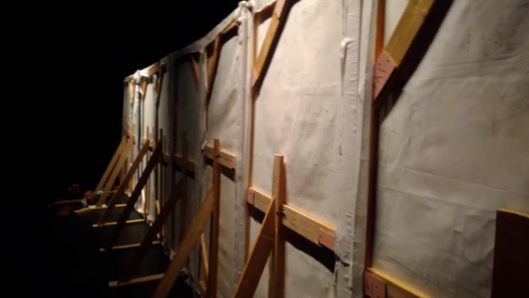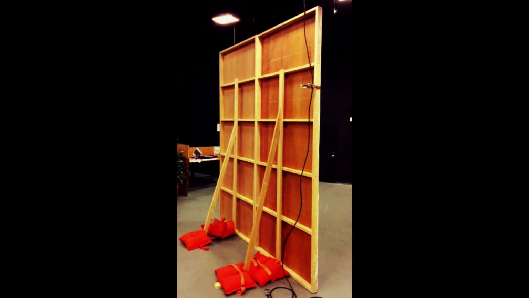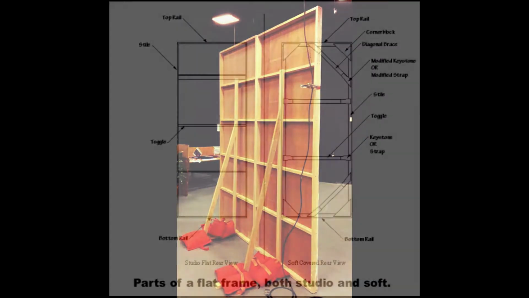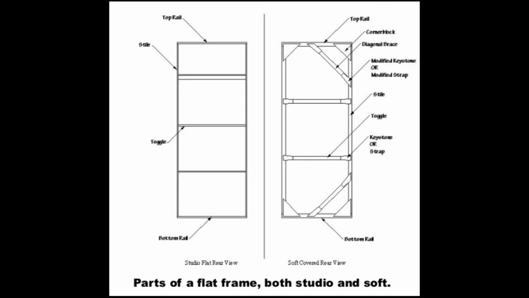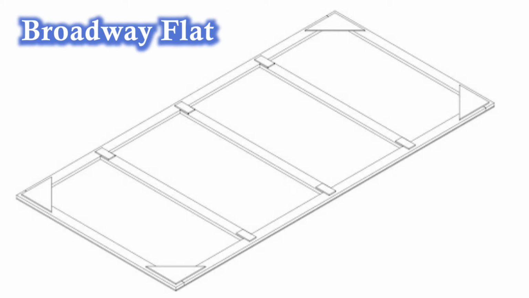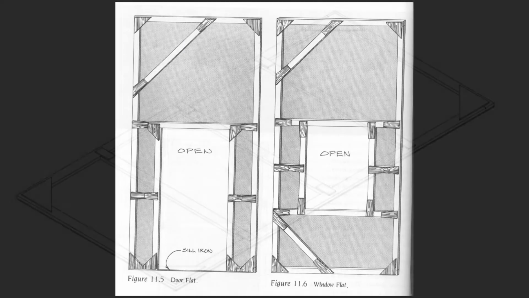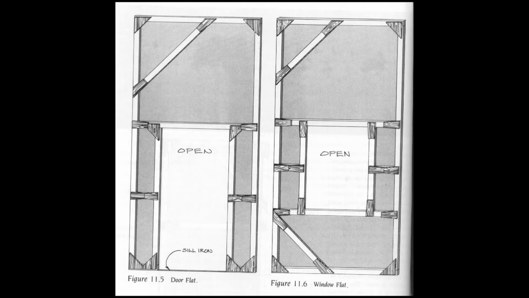It's very common to see 4-foot by 8-foot flats, simply because sheet goods like plywood and luan are readily available in those dimensions. The two styles of framing typically seen on stage are the Broadway and Hollywood flats. The Broadway, sometimes called an opera flat, has wooden framing joined on flat and braced with keystones and corner blocks, resulting in a very thin, lightweight frame upon which fabric is easily stretched.